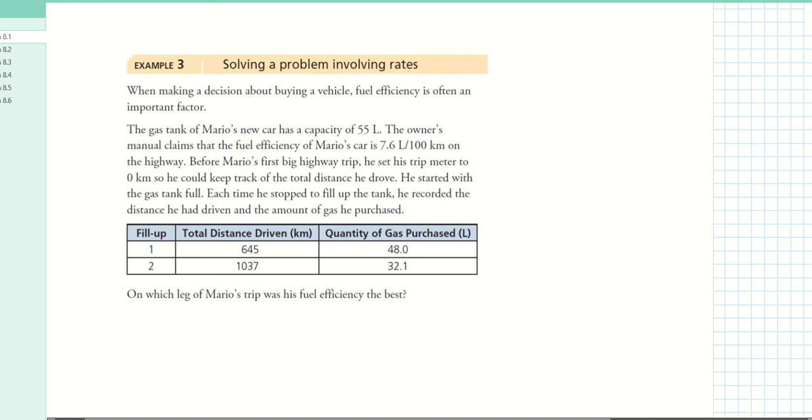Before Mario's first big highway trip, he set his trip meter to 0 kilometers. So his trip odometer, which measures the trip distance, he reset to 0 kilometers so he could keep track of the total distance he drove. He started with the gas tank full. Each time he stopped to fill up the tank, he recorded the distance he had driven and the amount of gas he purchased.